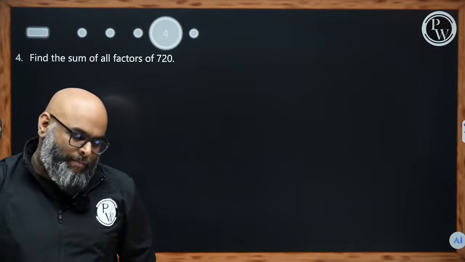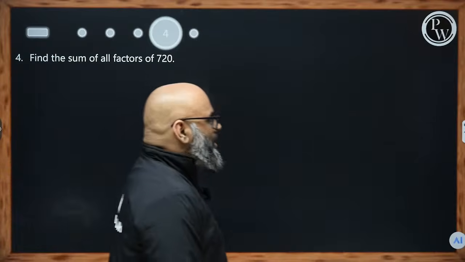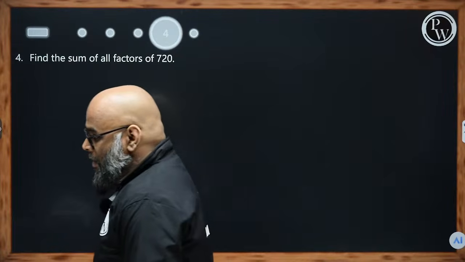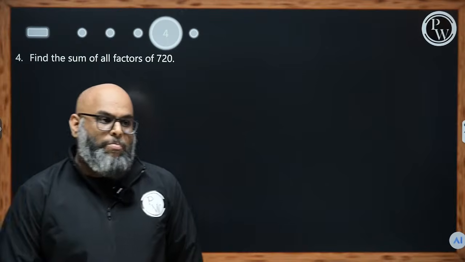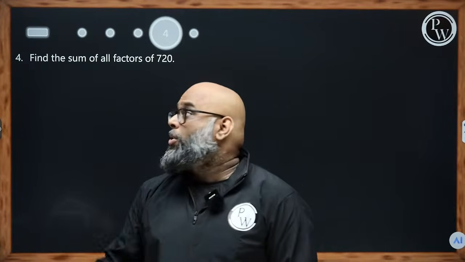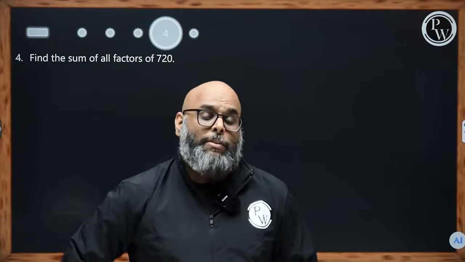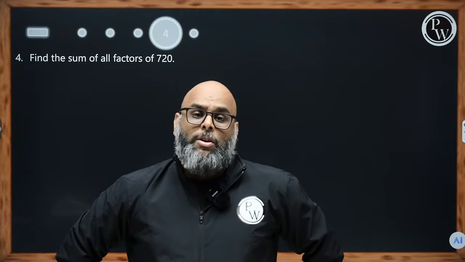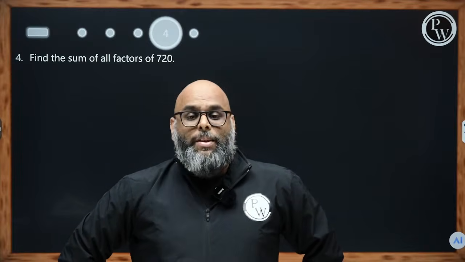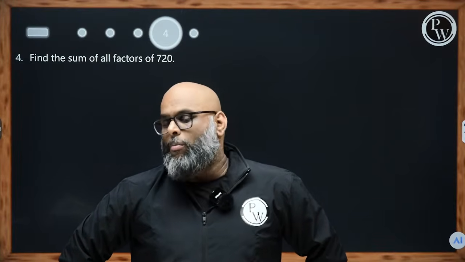This question is slightly tricky. Find the sum of all the factors of 720. Now we saw that you cannot list down all the factors. For you to find the sum of the factors of 720, the only way in our head as of now says, hey, list down all the factors and add them all.